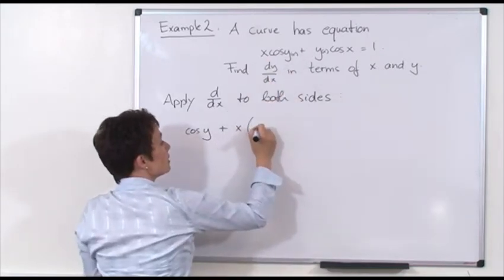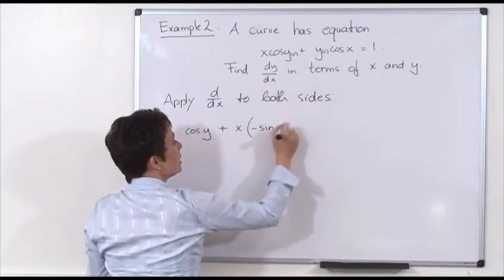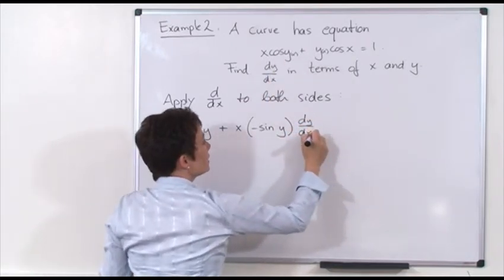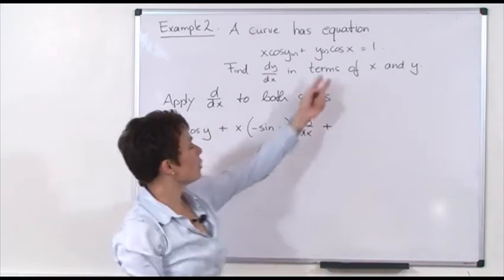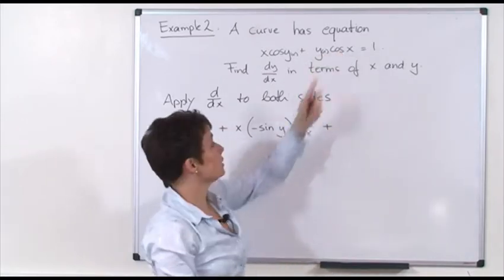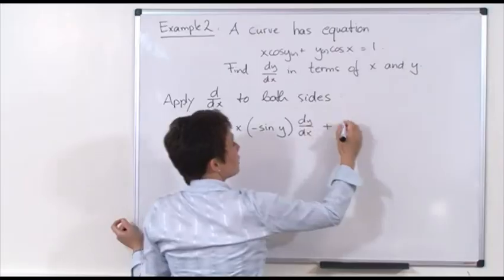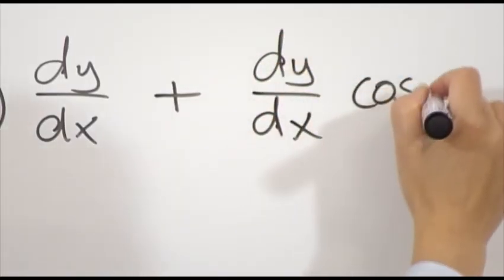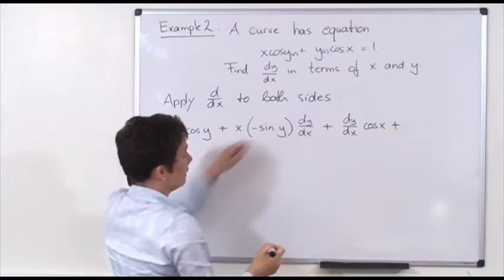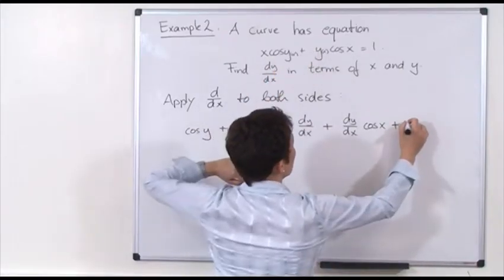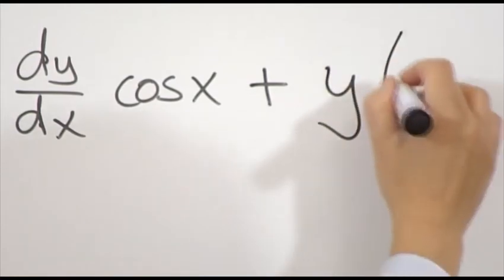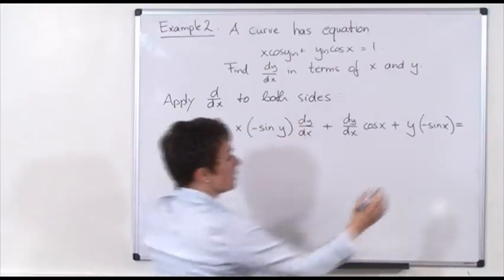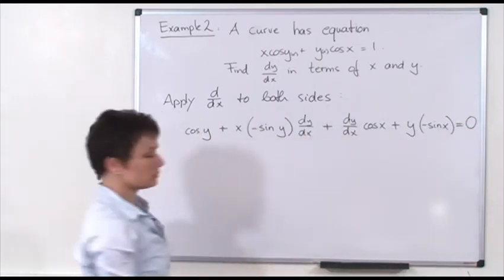Differentiating the cos gives negative sine y, times the derivative of the y, that's the dy by dx. And here in the second term, the roles of x and y are interchanged. So we differentiate y, it's dy by dx, leave the cos x, and then leave the y and differentiate cos x. That gives a minus sine x, and the right-hand side gives a 0.